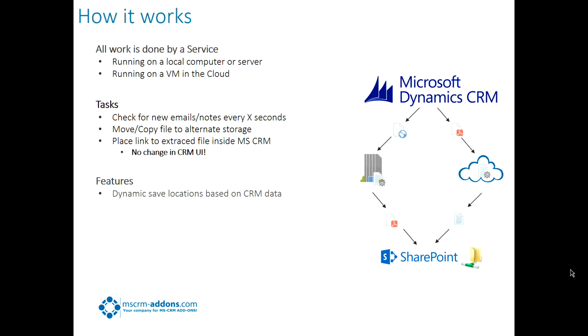Some of the features that it has: you can do dynamic save locations based on your CRM data. You can do a black and white list. So for example, if you have an entity that you do not want to extract the attachments from, you can blacklist or whitelist that. There's a scheduler in there, so if you want it to run just on weekends, you can set that up.